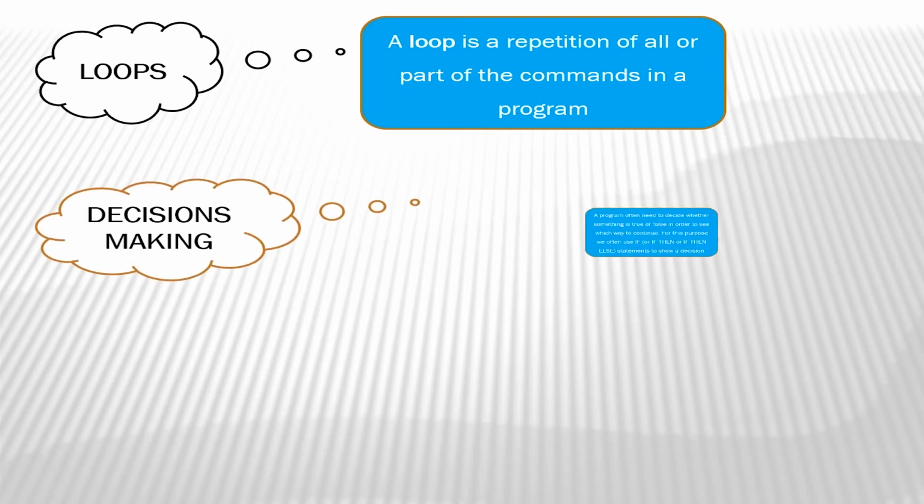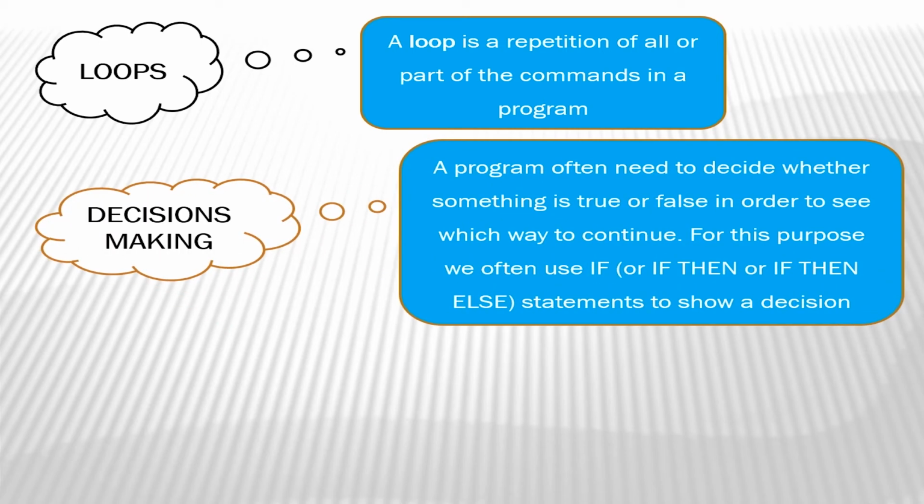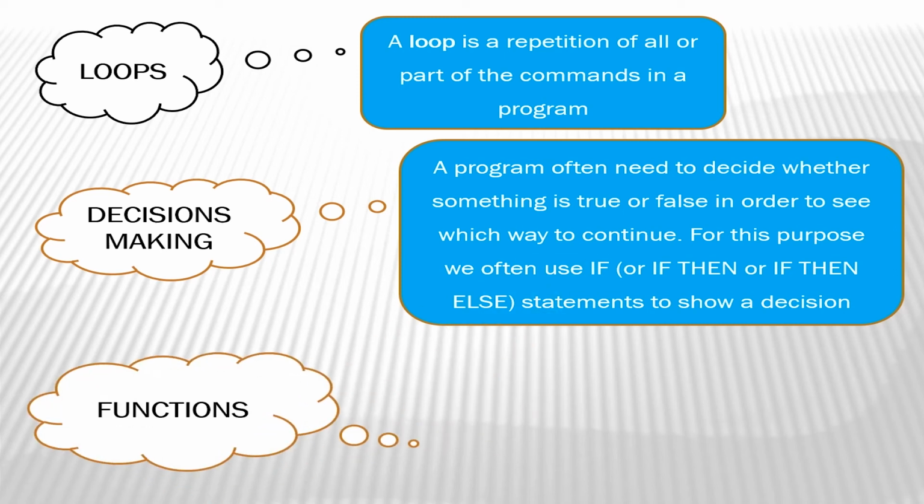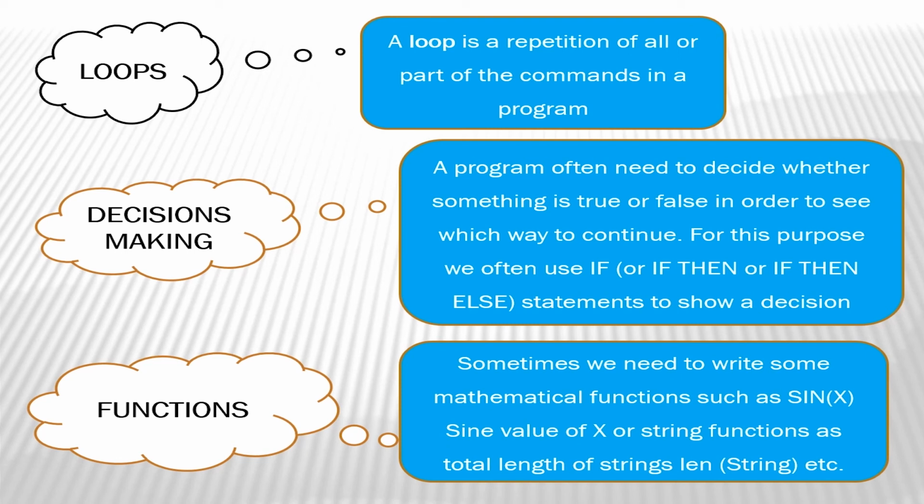In decision making, often you need to decide whether something is true or false in order to see which way to continue. For this purpose, we often use if, or if then, or if then else statements to show a decision. Functions are the last data type. Sometimes we need to write some mathematical functions, such as sin x, or string functions such as total length of strings, len string.